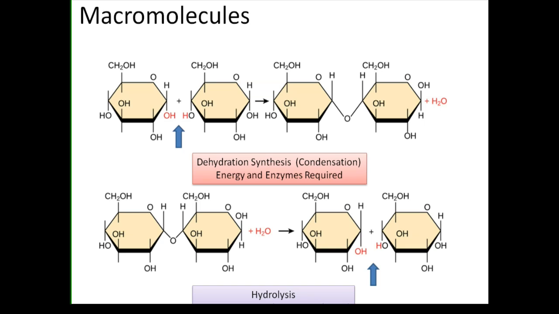Hydrolysis is the process of digestion. When you digest food, you're breaking substances down into small enough pieces so that your cells can absorb them. In your cells, they're going to build up monomers by dehydration synthesis when you build up carbohydrates for storage or proteins to do certain cellular functions.